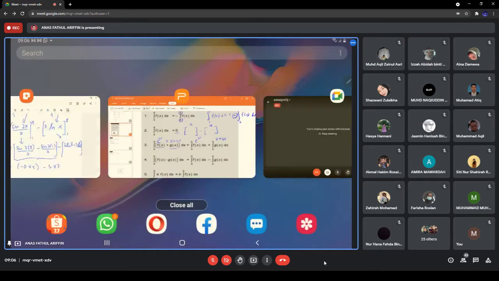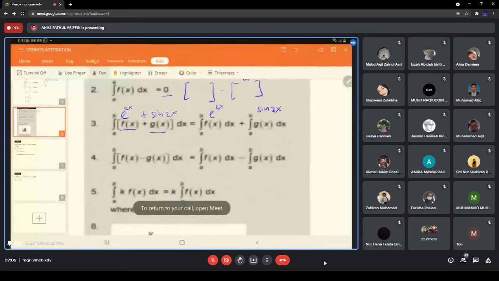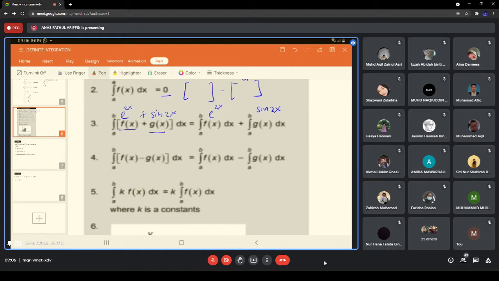Okay, so number four, if we minus between two functions, we want to integrate from a to b. So this one, number 3 and number 4, basically the same properties. Cuma bezanya plus dengan minus lah. Plus and minus. So kalau minus, kita split juga tapi kita minus the later functions.